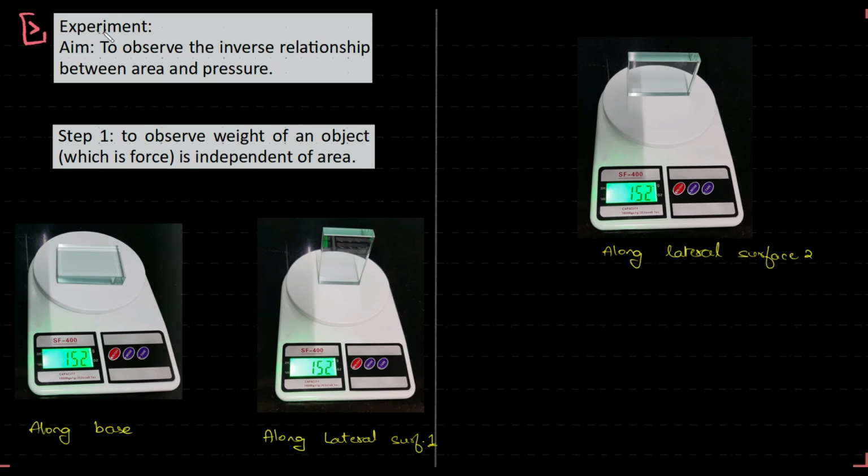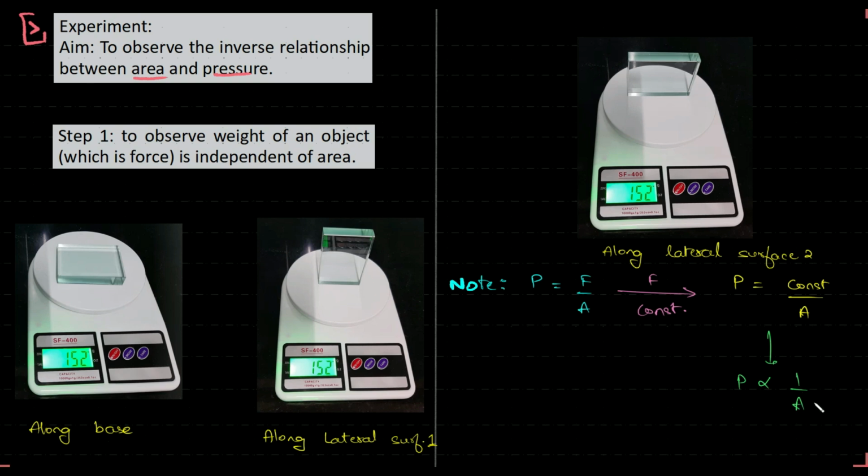The main aim of this experiment is to observe the inverse relationship between area and pressure. What does this mean? Let me explain it mathematically. How does it look? See, pressure is force by area, right? Now, I fix the force to be a constant value. So, pressure will be equal to a constant value by area. That is, pressure is inversely proportional to area.